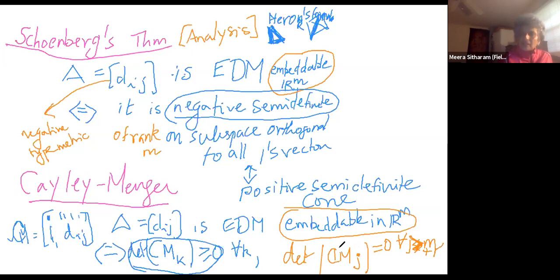That's one direction. The other direction is basically saying that if we have these inequalities and these things vanish, then it is embeddable in R^m. So you have essentially these two parallel theorems, one more from an analysis perspective, and this is more from an algebra perspective. Okay, Alex.